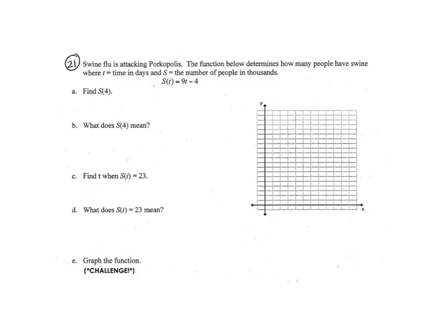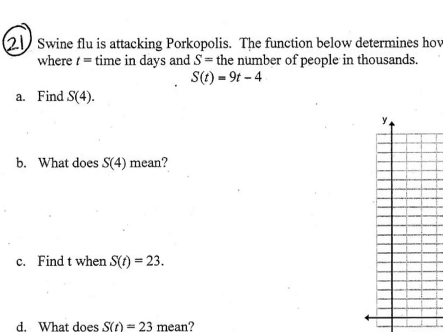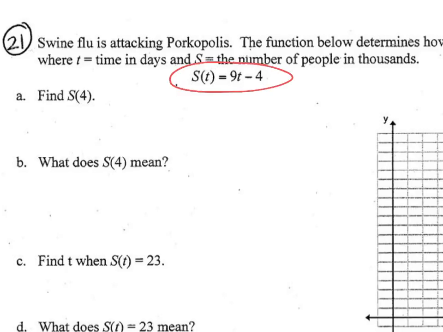All right, last but not least, we're going to do a real-world application problem, AKA word problem. So number 21, swine flu is attacking Porkopolis. The function below determines how many people have swine flu, where T stands for time in days and S stands for the number of people in thousands. So this is our function right here. S of T equals 9T minus 4.